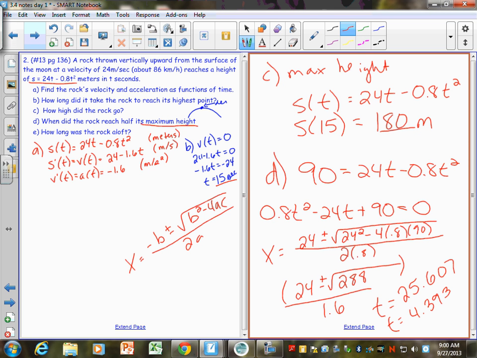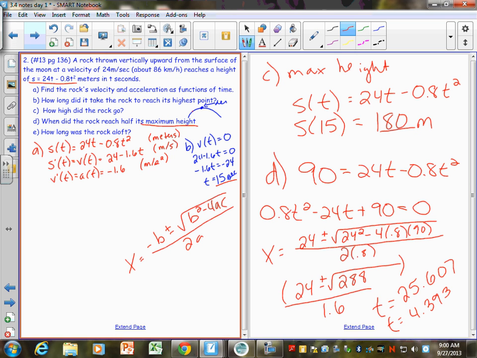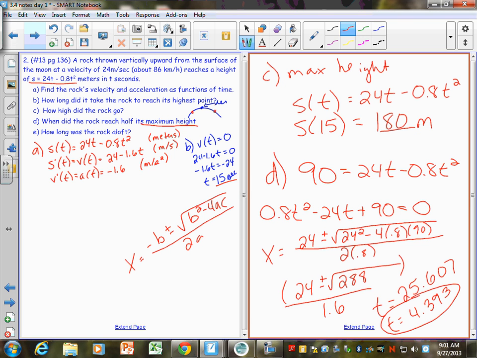So here's my question. Are both of these the answer of when the rock reached half its maximum height? It definitely reaches that twice because it goes up and it comes back down, right? So it's going to reach 90 here, and it's going to reach 90 over here as well. Yeah, I guess maybe. I just circled the smaller one because I said that's when it came up, but I could be convinced to give both answers.